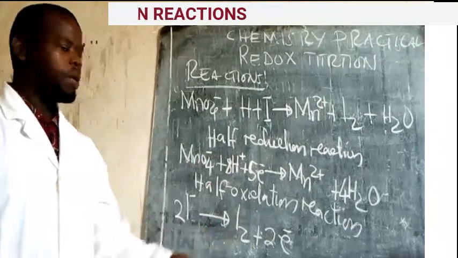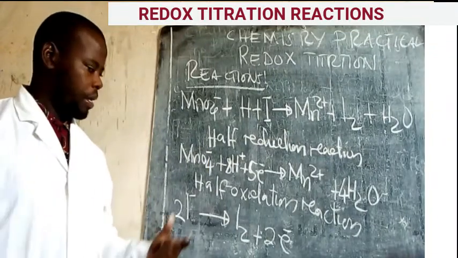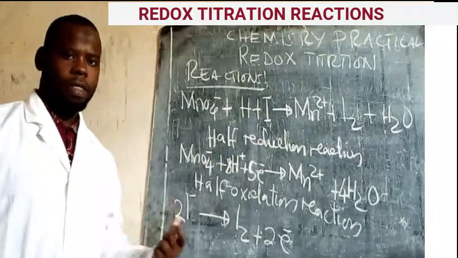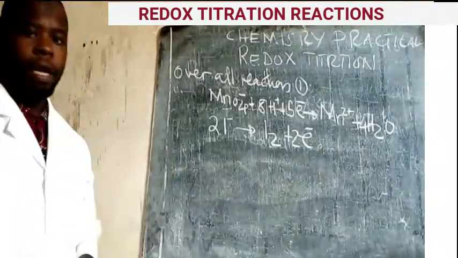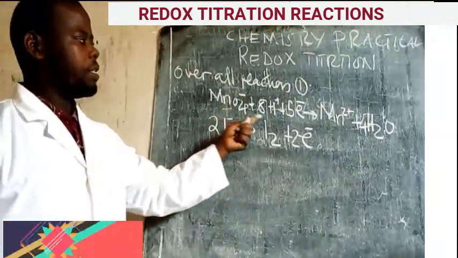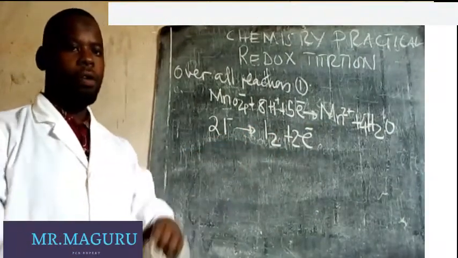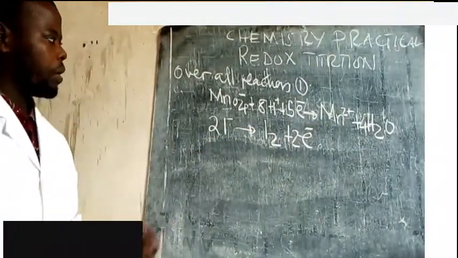This and this one will get the overall for the first reaction. Let's proceed with the overall reaction. So the overall reaction between manganese: this was half reduction, and this was half oxidation. So we create the overall reaction.